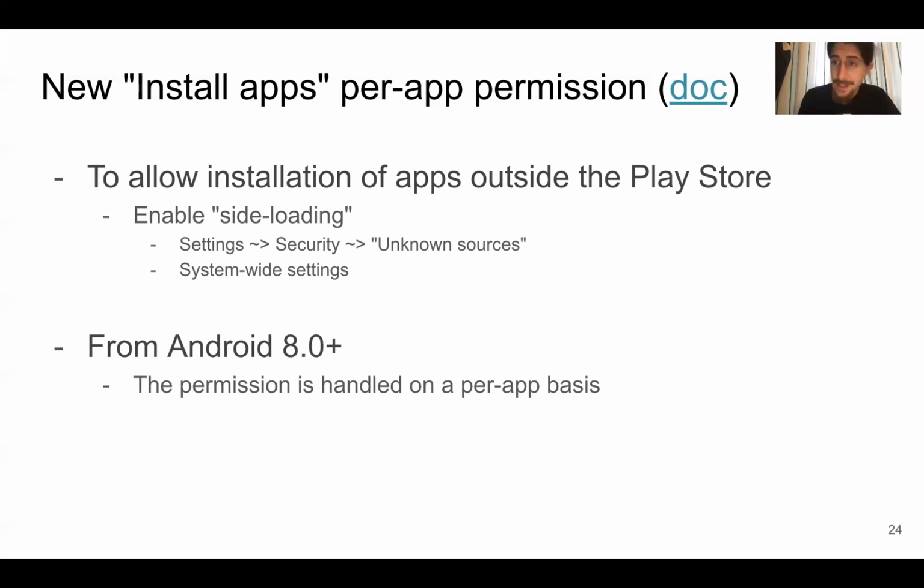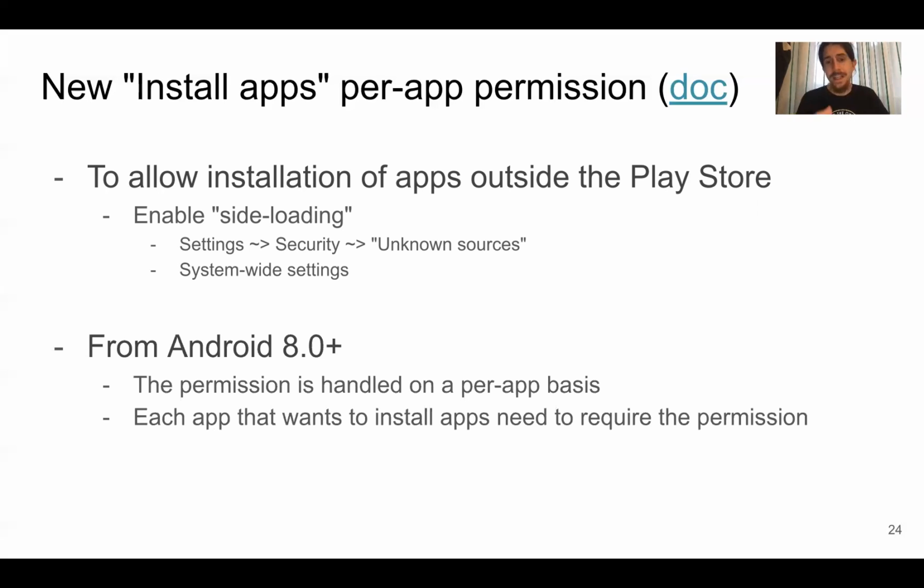Now, from Android 8, so two or three years ago, the permission is not system-wide anymore. It's handled on a per-app basis. What does it mean? It means that each app that wants to install apps needs to request this permission, and you need to enable this. It's called allow from this source, where basically you are telling the Android framework, yes, I allow apps to be installed from this source, from this specific application.